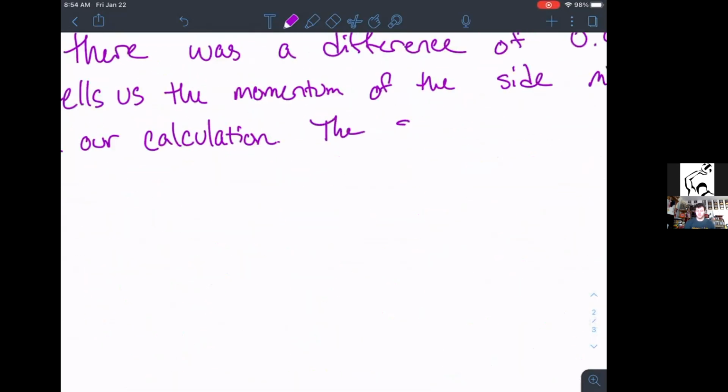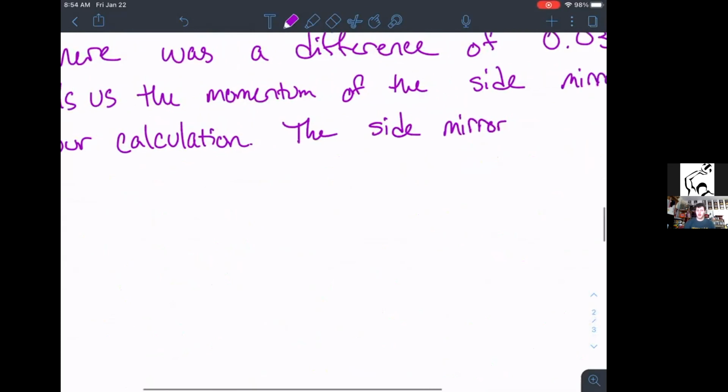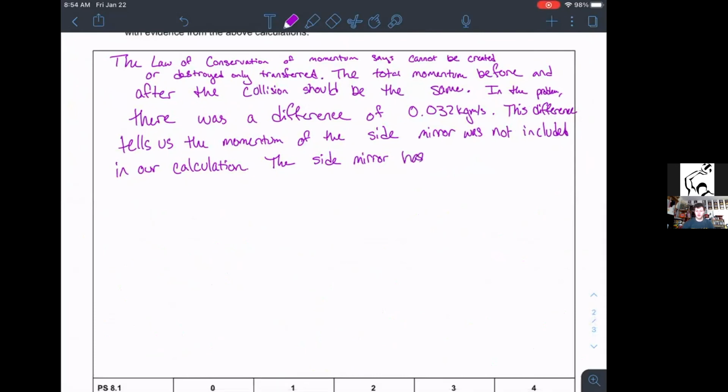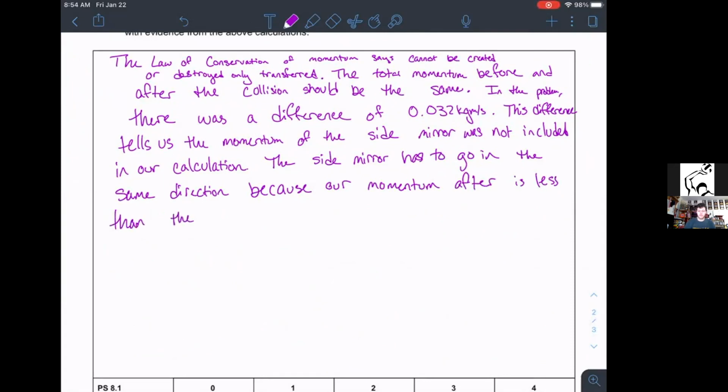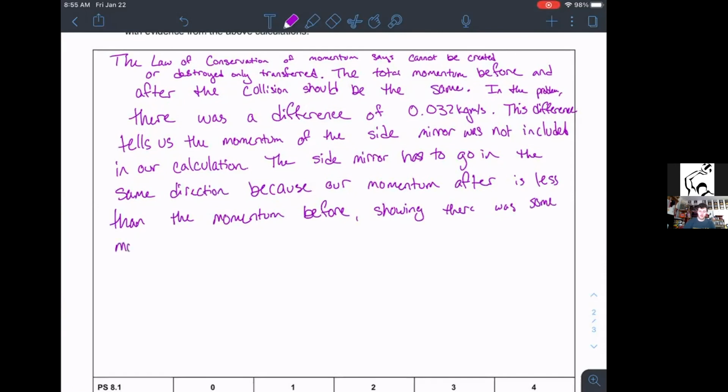So the side mirror has to go in the same direction, because our momentum after is less than the momentum before, showing there was some momentum missing from the side mirror.